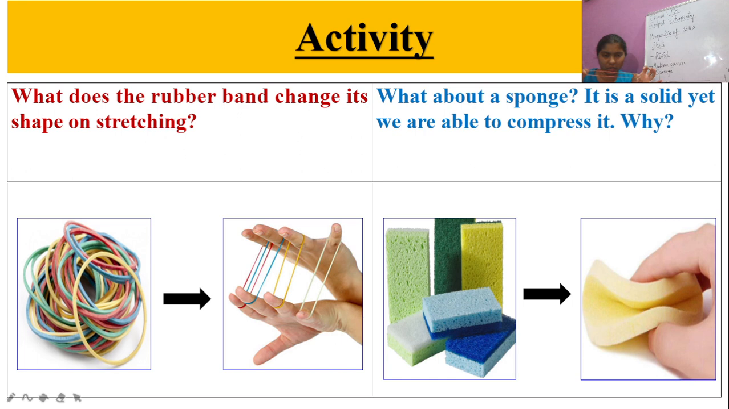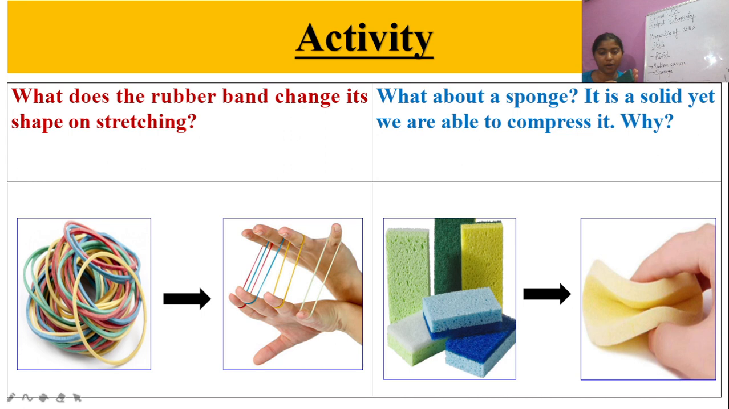Yes? What do you think? Yes, it changes shape. But when we leave it, it returns to its own position, right? What about the sponge? Yes, whenever we take a sponge, we can say it is easily compressible, right? It is a solid, and it is easily compressible. So why is this happening? Why are they compressible?